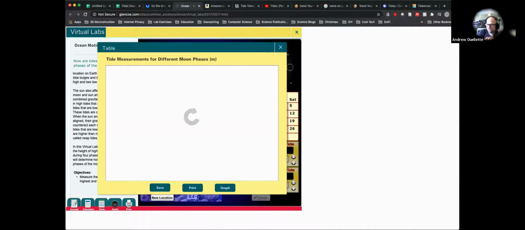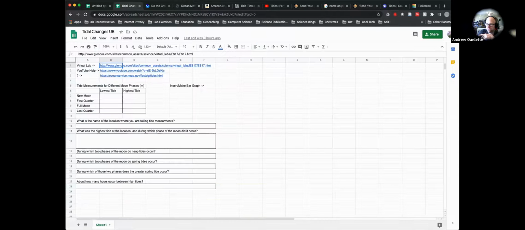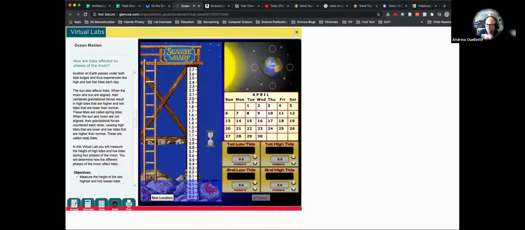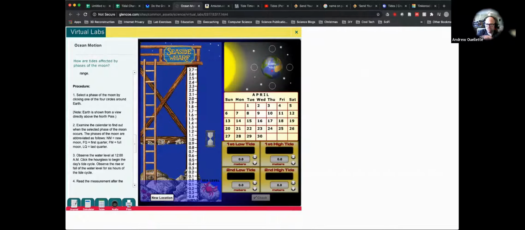The table, I've generated this over here in your spreadsheet, so you can use this instead of using the table that's here. You're going to be recording the lowest tide and the highest tide for different phases of the moon. So we're going to go down here, and it's going to say select a phase of the moon by clicking on one of the 4 circles around the Earth.